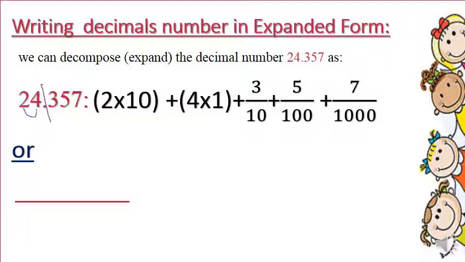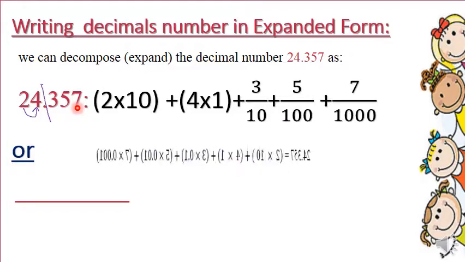After 2, we have one digit. So it's 2 times 10 plus 4. After 4, we don't have any digit in the whole part, so it's 4 plus the decimal part. They are tenth, hundredth, and thousandth. So they are over 10, over 100, and over 1000. So it will be written as 3 over 10 plus 5 over 100 plus 7 over 1000.